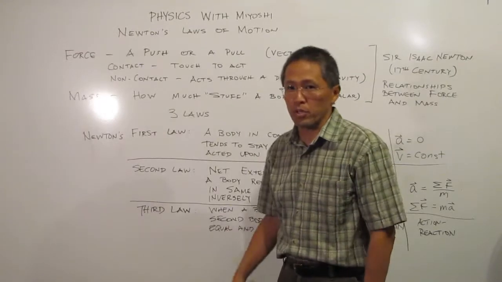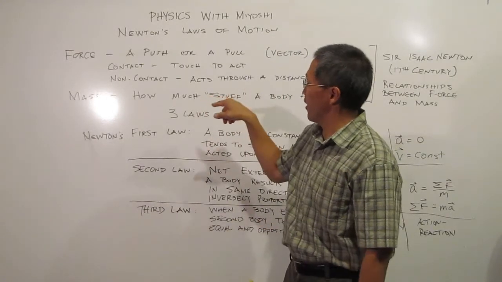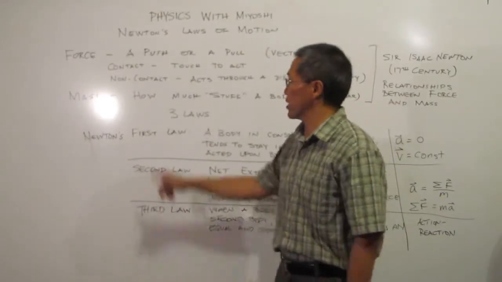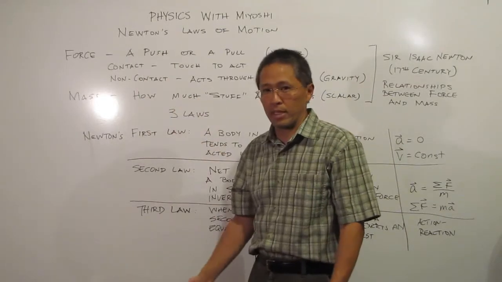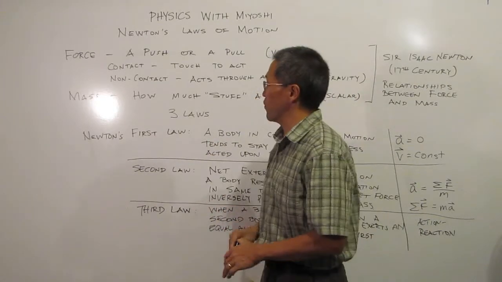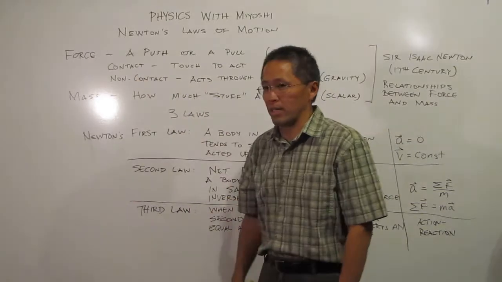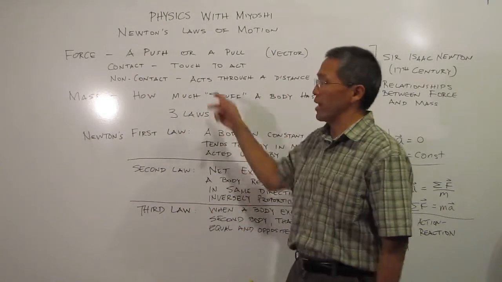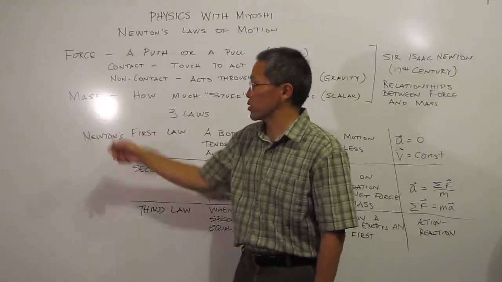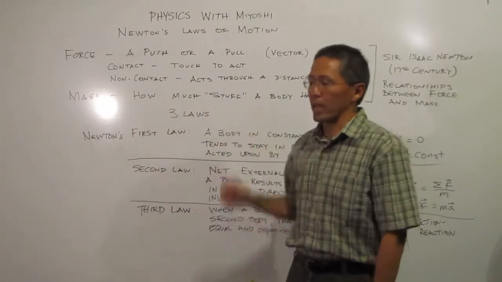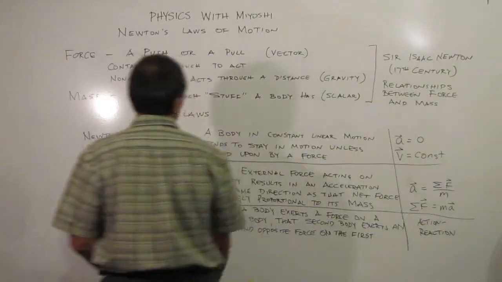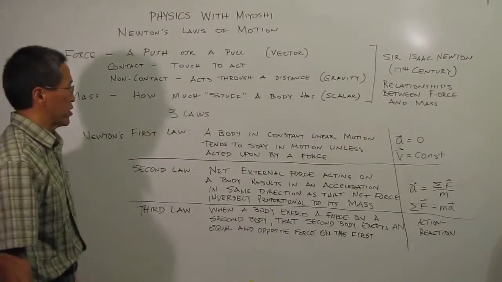Force is really just a push or a pull, and it is a vector quantity. There are two main types of forces we look at. Contact forces, which means you have to touch it. So if I exert a force on something, I have to be physically touching it to exert that force. There are also non-contact forces like gravity that act through a distance. And then mass is a scalar quantity which just tells us how much stuff there is in a body. And stuff, yes, is a technical term.